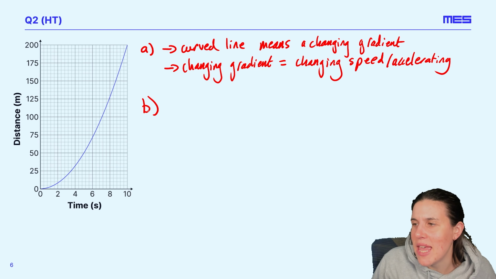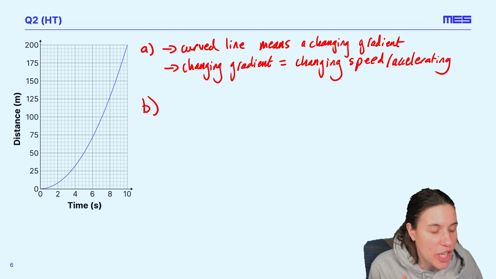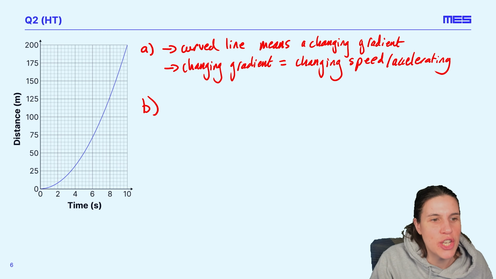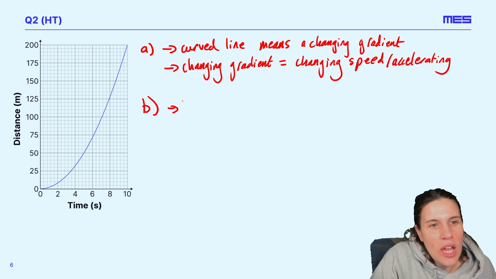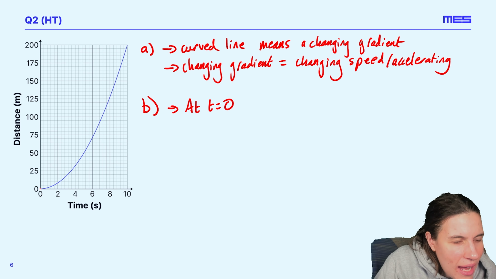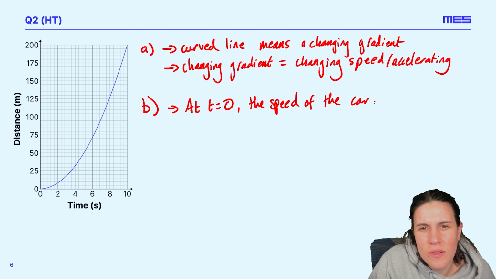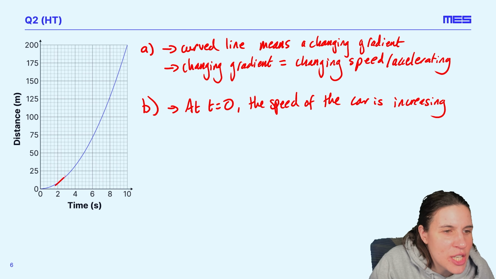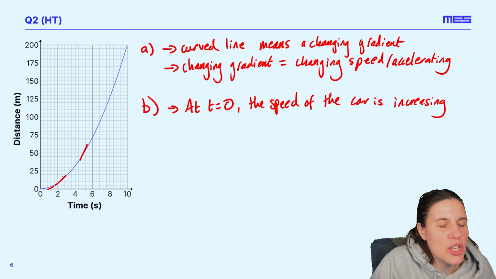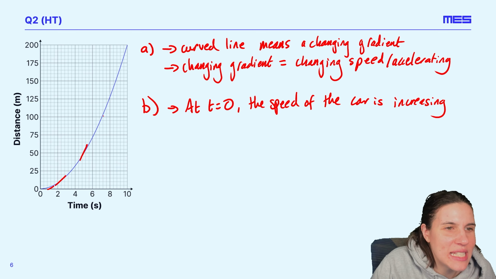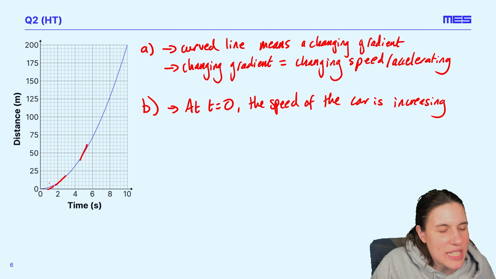Right, for part B, we have to describe how the speed of the car in this graph is changing. So we're going to say that at time equals 0, so at the start down here, the speed of the car is increasing, because it is. We can see that the gradient is increasing as time goes on, so that means that the car is speeding up. But you'll notice that actually this curve starts to peter out. It starts to become a straight line.